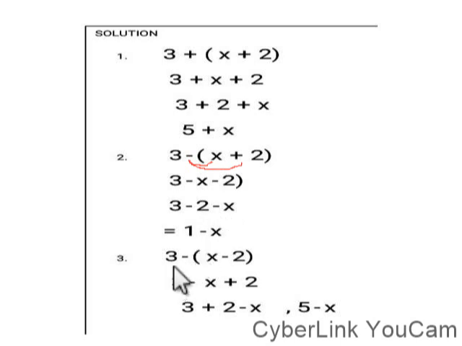Then number 3, we do the same thing. We bring down the 3, then minus times x will give us what? Minus x. Then minus times minus 2 will give us plus 2. Do you know why? Because minus times minus is plus. So minus times minus 2 will give us plus 2. Then collecting like terms, 3, then plus 2, minus x. Then 3 plus 2 will give us 5, then minus x. We cannot bring it further, and those are the solutions to the question.